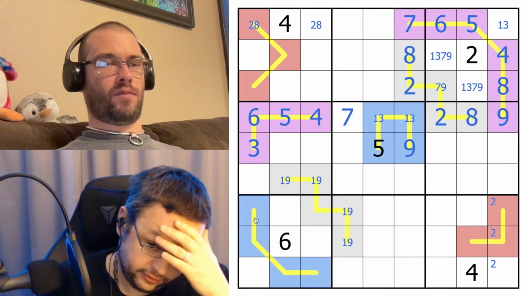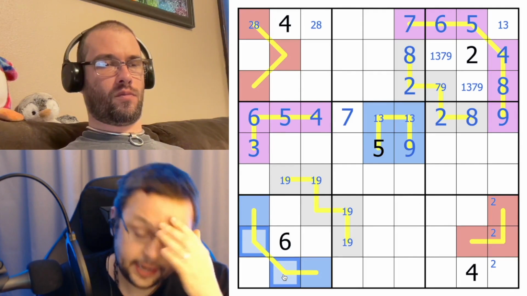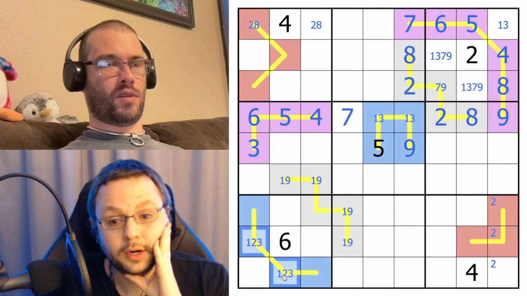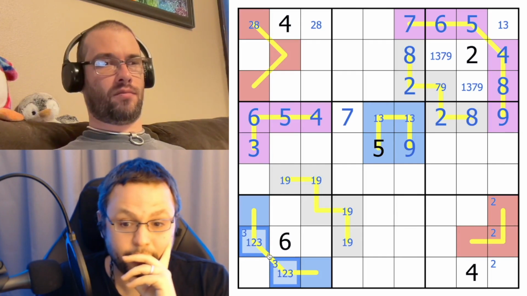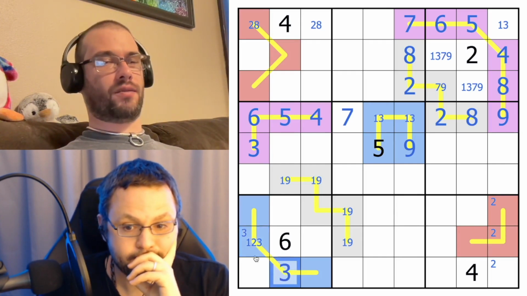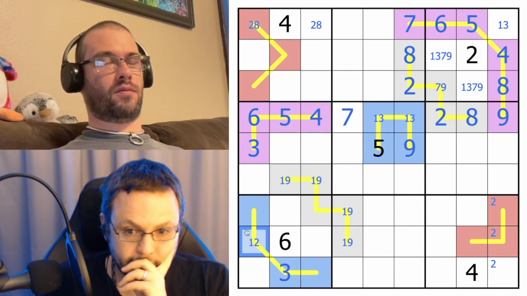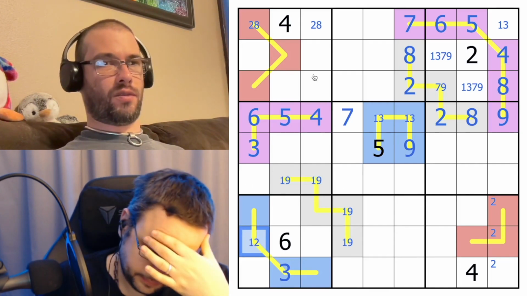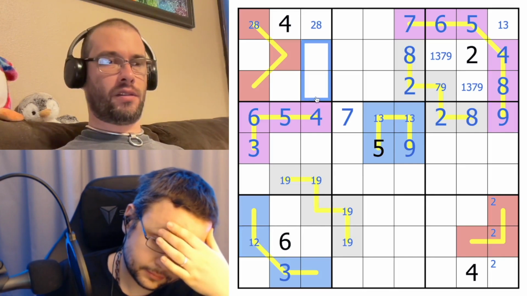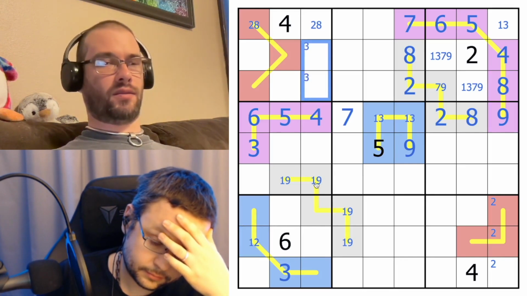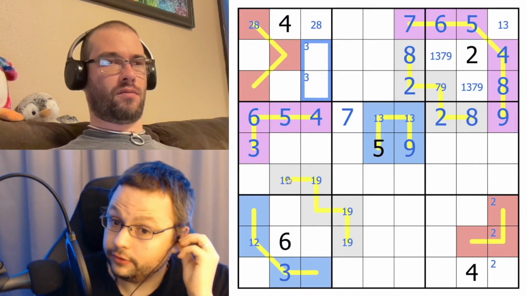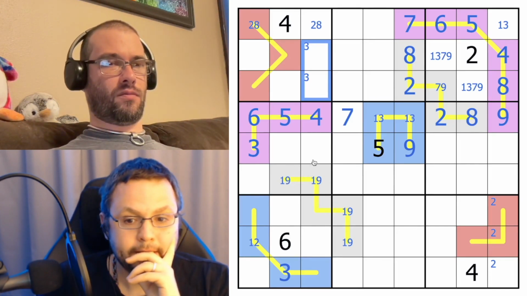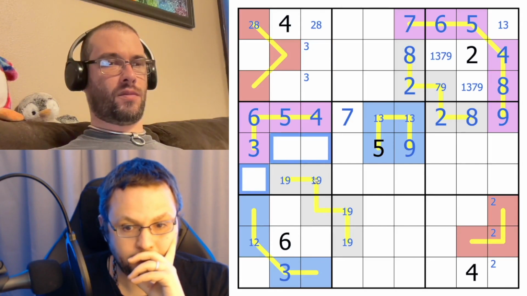Which means the middle digits come from 1, 2, 3 from previous work, and definitely contain a 3. Definitely contain a 3, and we know where the 3 goes. Very nice. So now 3 is in one of these. Yep. What's left in box number 4? A 2, a 7, and an 8.